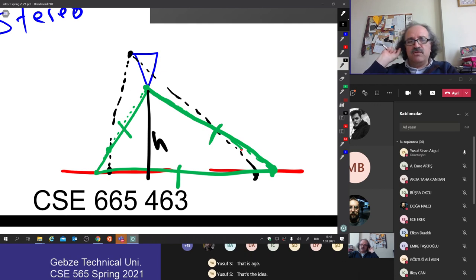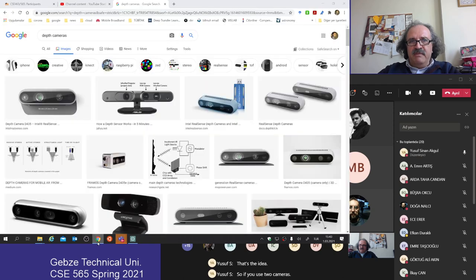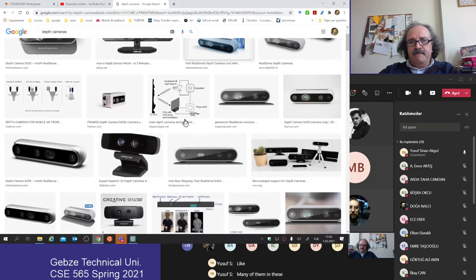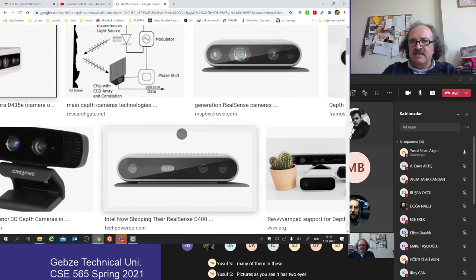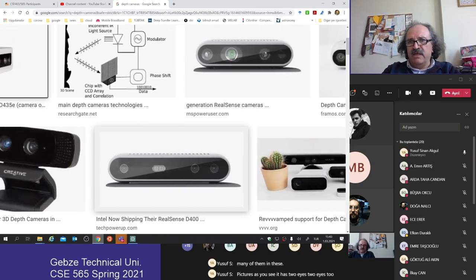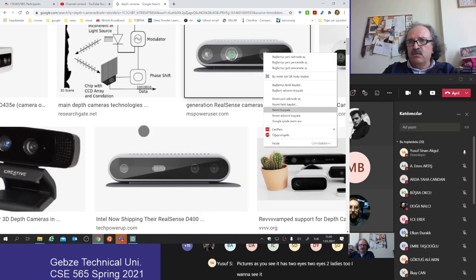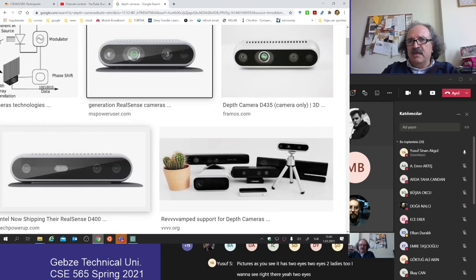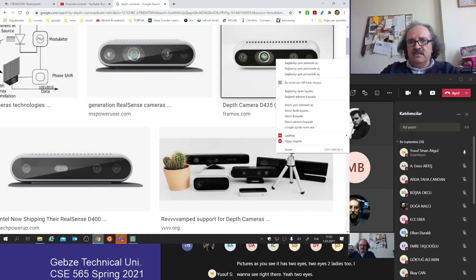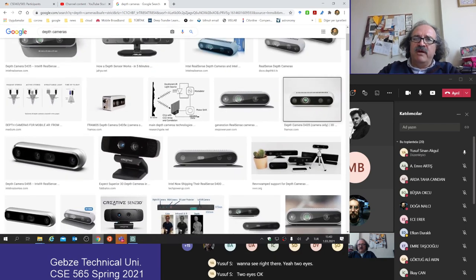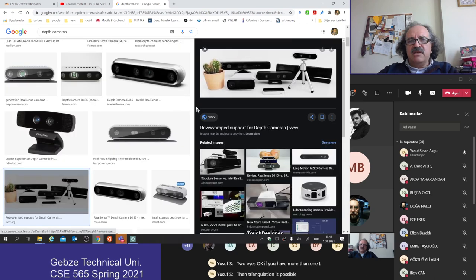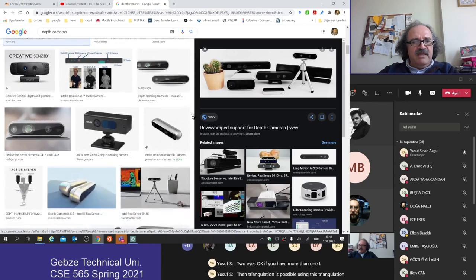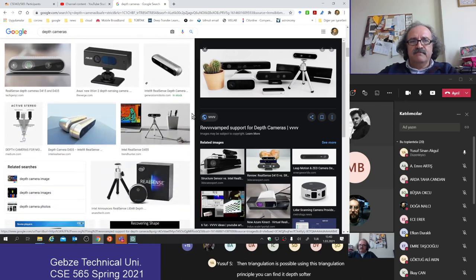So if you use two cameras, like many of them in these pictures, as you see, it has two eyes, okay? If you have more than one eye, then triangulation is possible. Using this triangulation principle, you can find the depths of the objects.